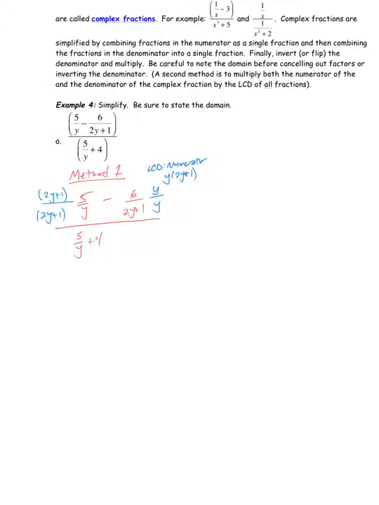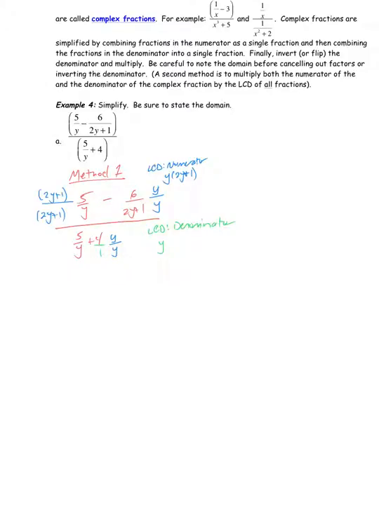Then for the denominator, we're also going to get a common denominator. And so the least common denominator of the denominator is just y, right? Because we can think of 4 as 4 over 1. So the first fraction, 5 over y, already has the denominator we want. The second fraction, 4 over 1, we're going to have to multiply that by y over y.